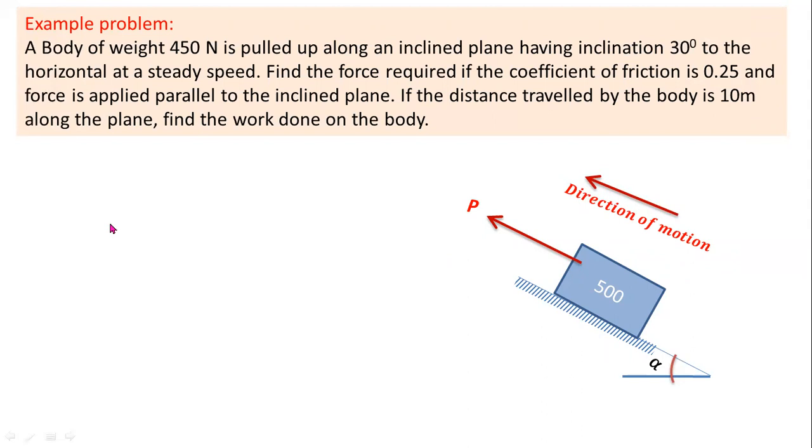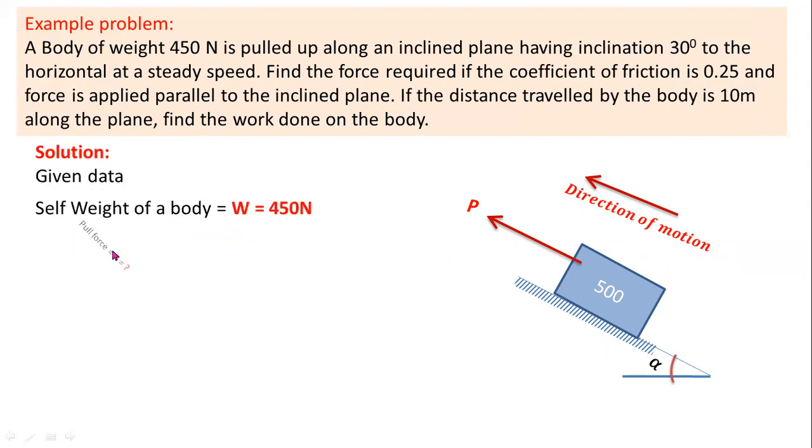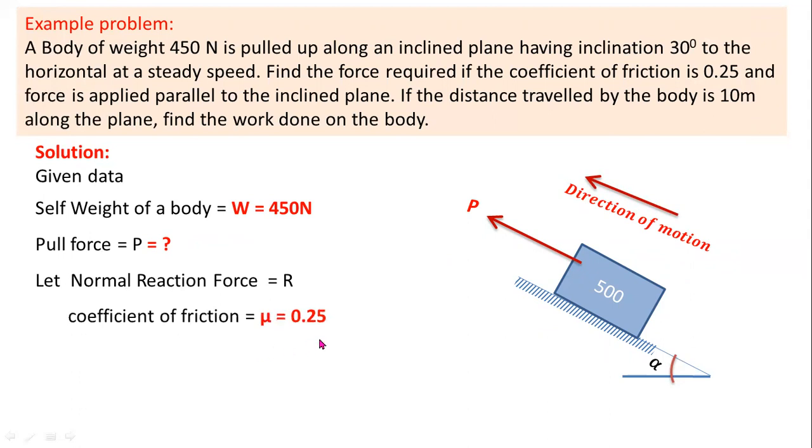So the given details are self weight W equal to 450 newtons, pulling force P is not given, so you have to determine this value, R is the normal reaction force, mu is the coefficient of friction between the block and plane, that value is equal to 0.25. No units for coefficient of friction, and frictional force F equal to mu R. Here angle of inclination of the plane alpha equal to 30 degrees. These are the given values.